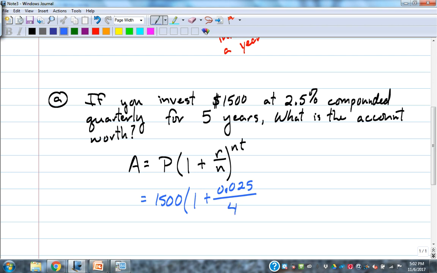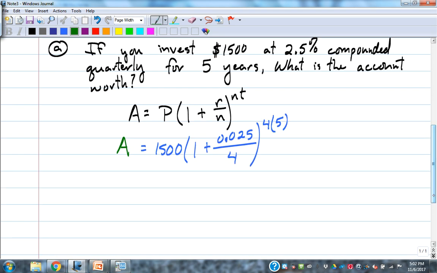Semi-annually would be 2 times. Monthly would be 12 times. Weekly would be 52. That sort of thing. Just know those basic things there. And then N is 4 still. T, how long are we leaving it there? 5 years. We want to see how much is in there after 5 years. So this one, we're not solving for anything. We're just finding out how much that's worth.